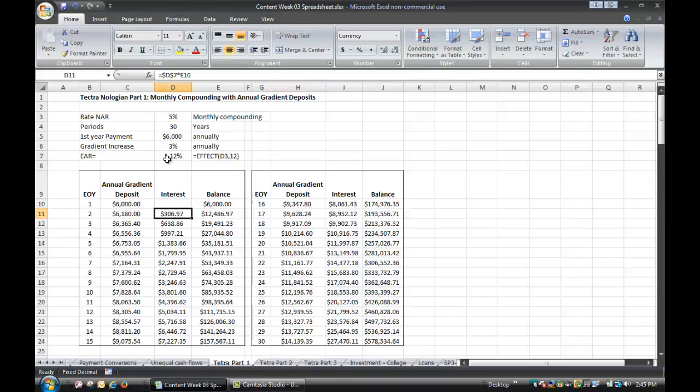The interest in the first year is 5.12% of $6,000, or $306.97. We add that to the deposit in the second year and the balance into the first year, and you get $12,486.97. You should note there's no interest in the first year because there was nothing in the account in year 0. It didn't start till the end of year 1, so you don't get any interest in year 1 because it started at the end. So we end up with $578,534.64, which is a reasonable plan.